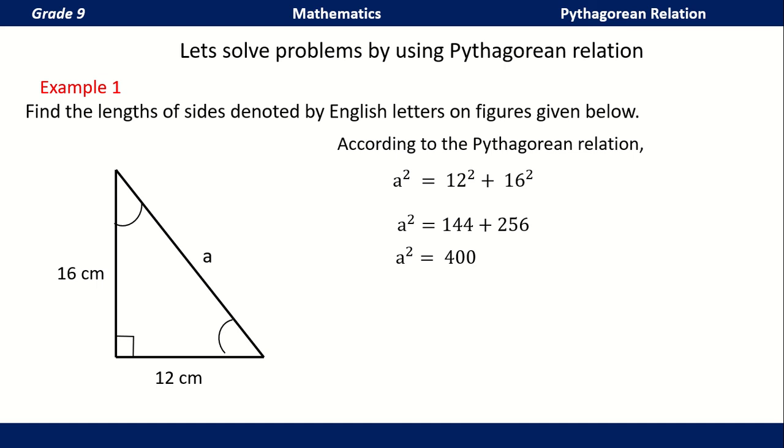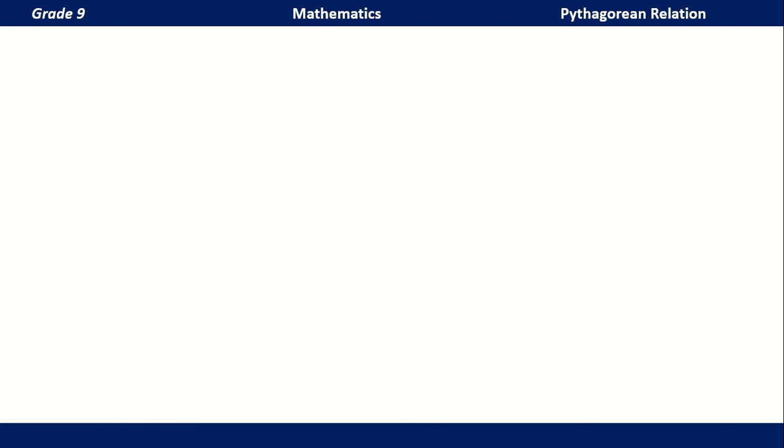The problem is not over yet, because you are asking for the value of A, not A squared. So we have to remove this square. You know that to remove this square, you have to find the square root of both sides. So the square root of A squared is A and the square root of 400 is 20. Now you can write your answer as the length of the side: A equals 20 centimeters. Right. Okay, now let's do another one.